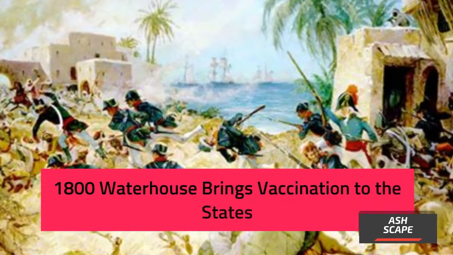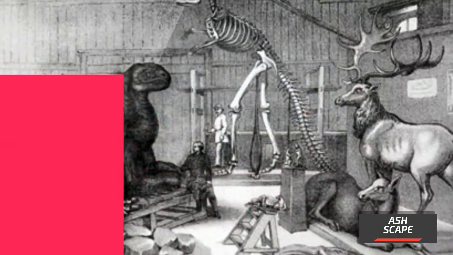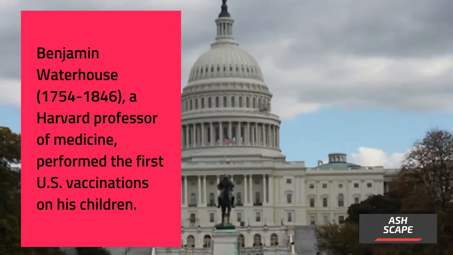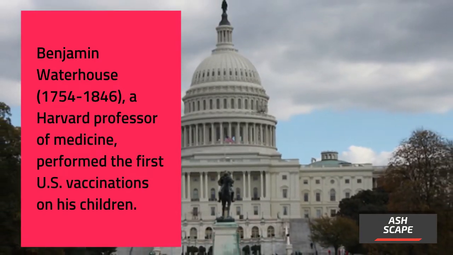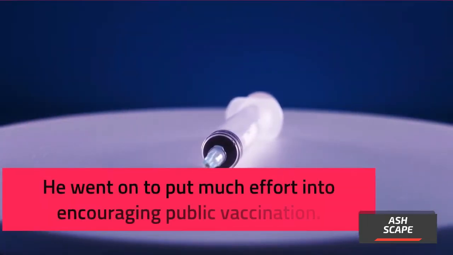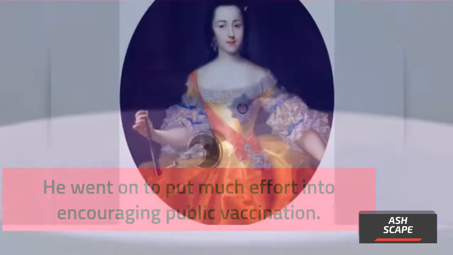1800: Waterhouse brings vaccination to the States. Benjamin Waterhouse, 1754–1846, a Harvard professor of medicine, performed the first U.S. vaccinations on his children. He went on to put much effort into encouraging public vaccination.